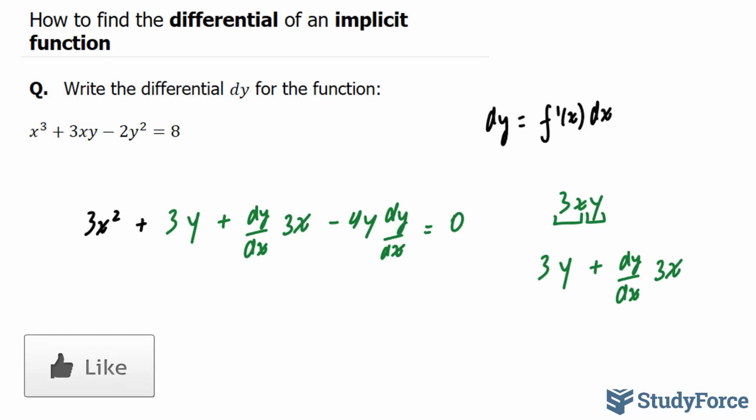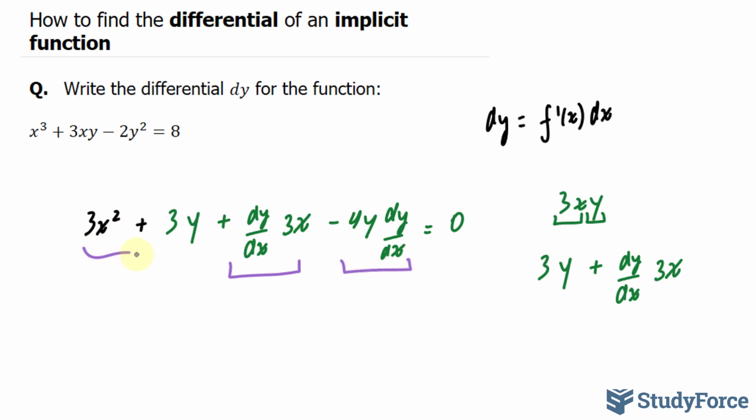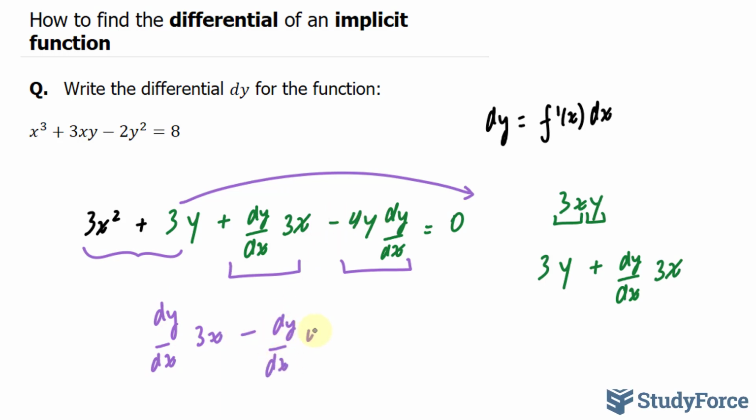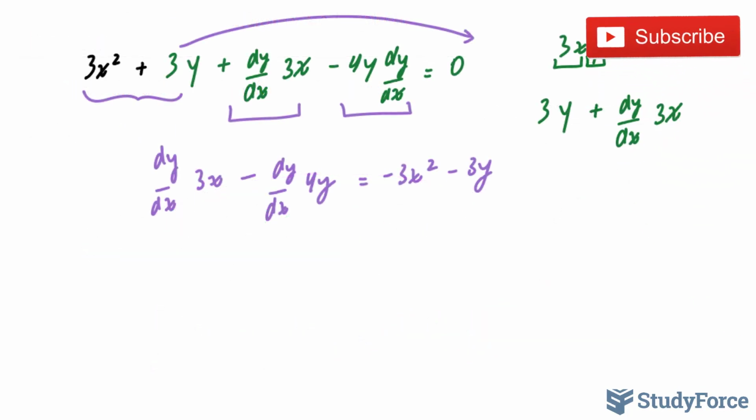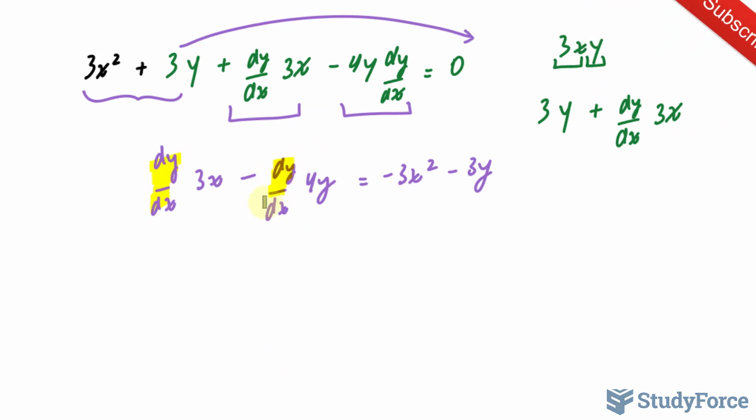What I'll do next is group together all of the dy over dx terms. So this one and this one will remain on one side, and I'll bring these two terms over to the right side. This will give me dy over dx, 3x minus dy over dx, 4y, is equal to negative 3x squared minus 3y. My next step is to factor out the dy over dx here and the dy over dx here, and look what will happen.